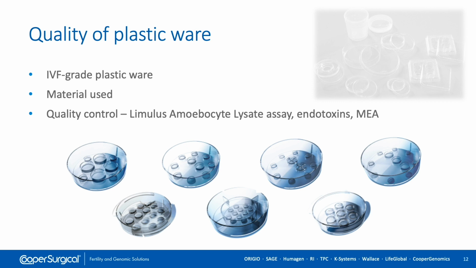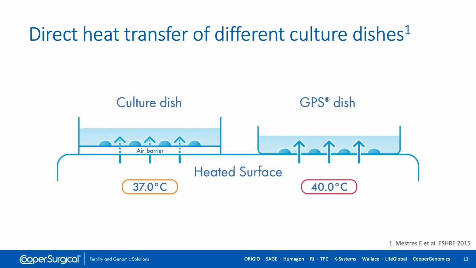Do dishes make a difference? Are all dishes the same? Well, there are some publications. This one that was presented at ESHRE in 2015, looking at heat transfer between dishes. And of course, the design of the dish can have an impact on how they perform. So those that are not designed specifically with intact wells integrated within the dish itself have a different setup. And you can see from the cartoon here, the dish on the left has this air barrier underneath, which does provide some insulation from heat, whereas the dishes with preformed wells generally have direct transfer of heat. And this can make a difference in terms of heat transfer.